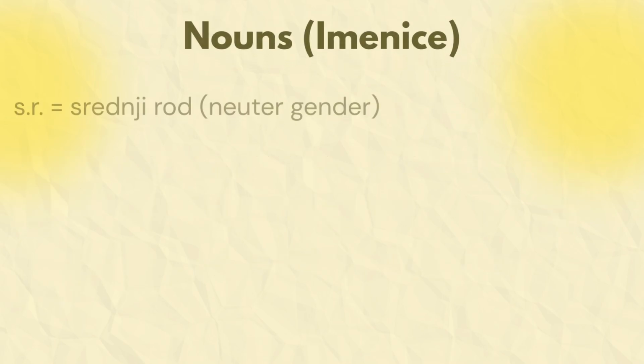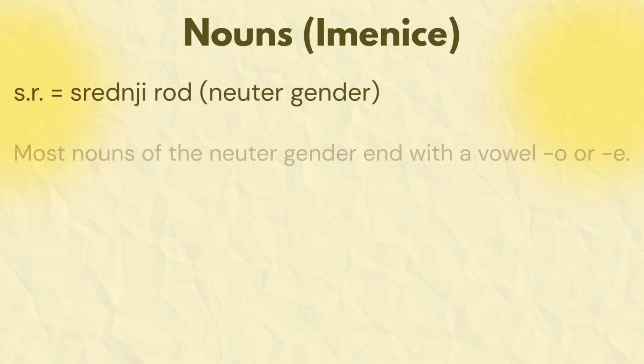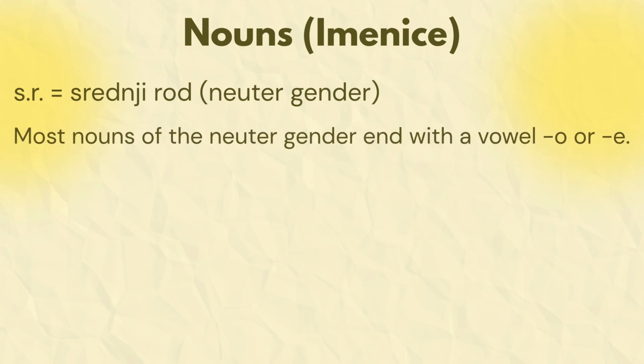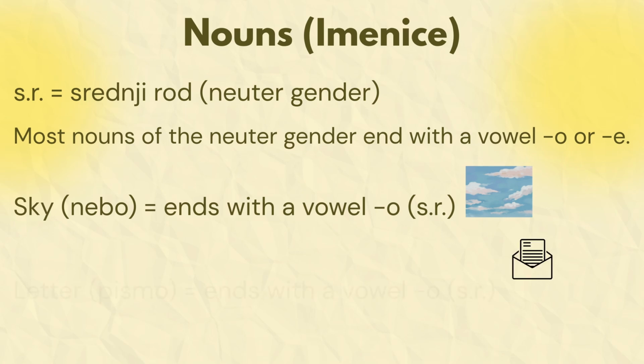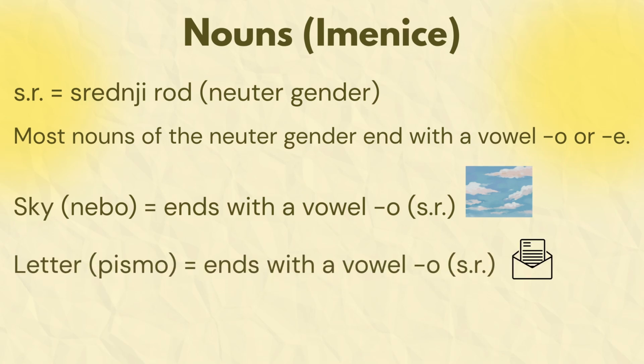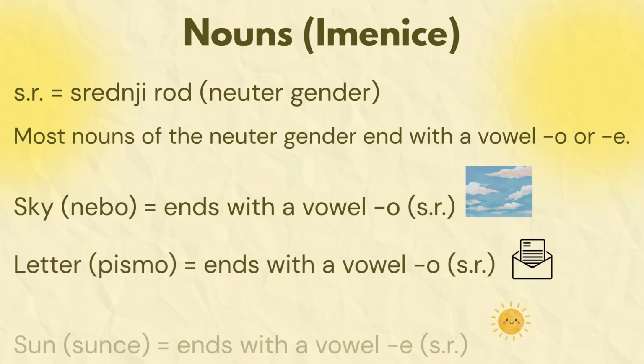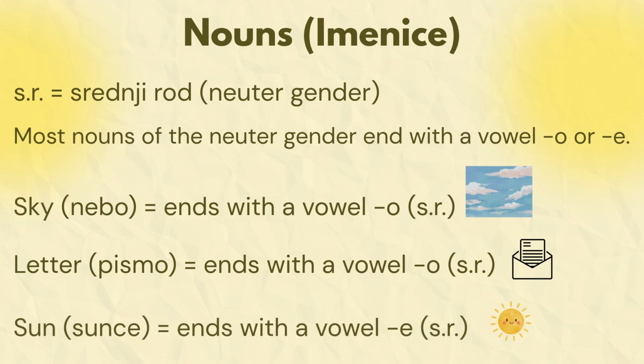Srednji rod, neuter gender. Most nouns of the neuter gender end with the vowel O or E. Sky, nebo, ends with the vowel O. Letter, pismo, ends with the vowel O. Sun, sunce, ends with the vowel E.